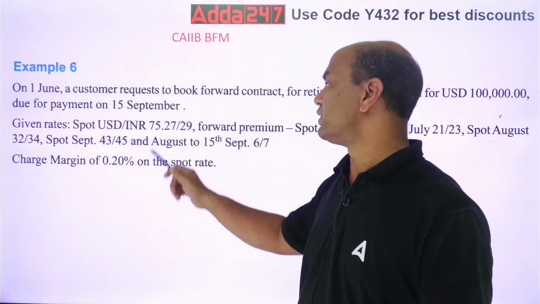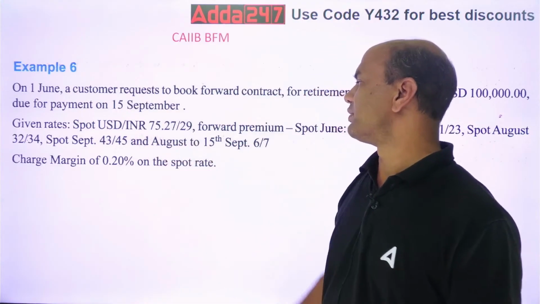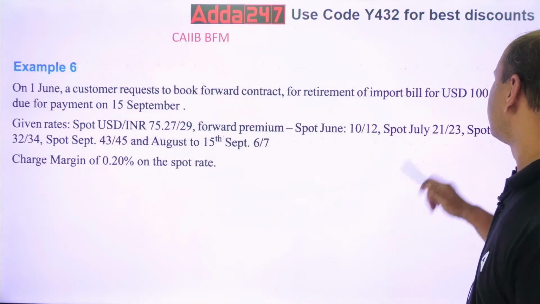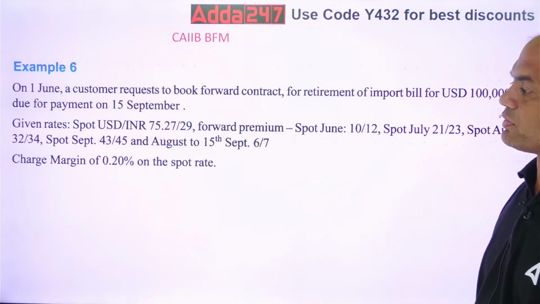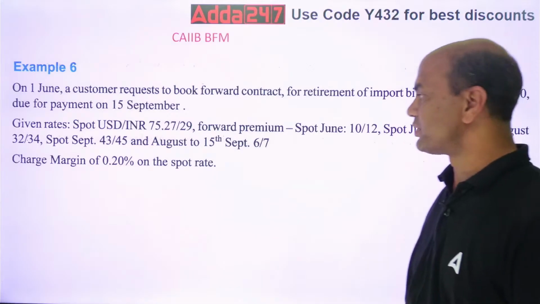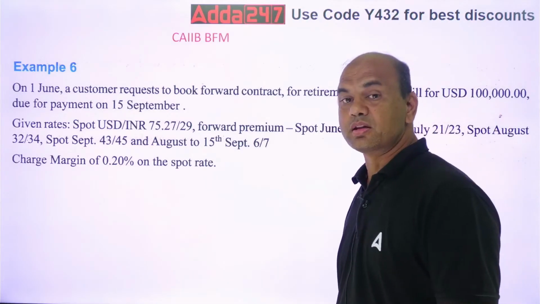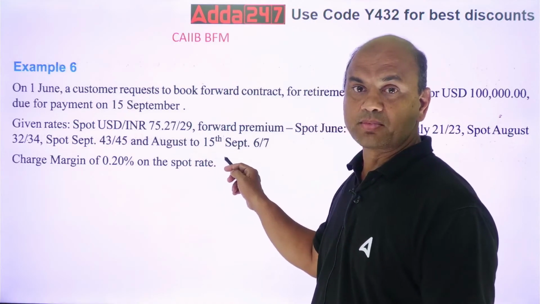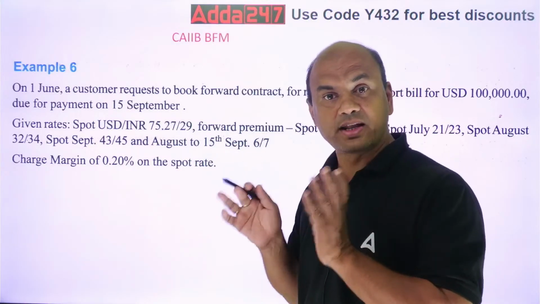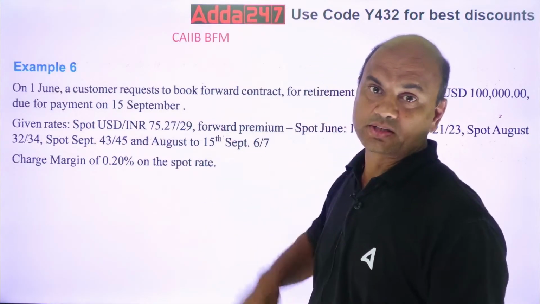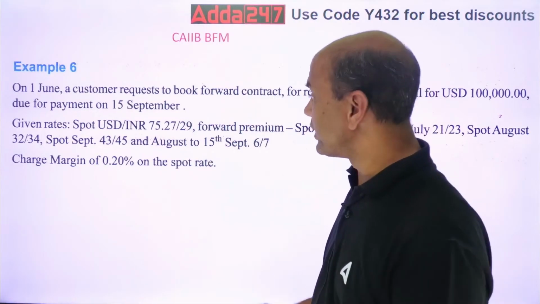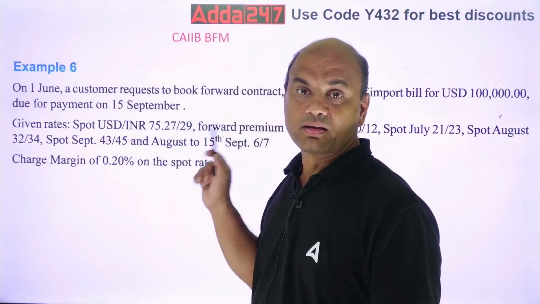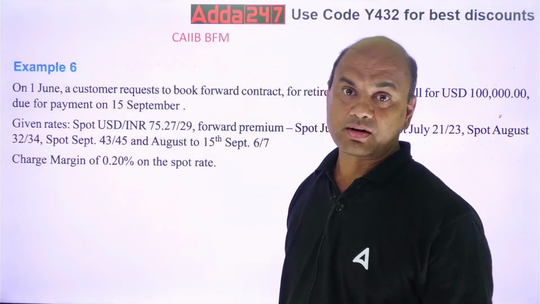Given spot rates, USD INR is 75.2729. Forward premium is given as spot June 10-12, July 21-23, August 30-34, September 43-45, August to September. Now this is a bit tricky part. August to September means 15 September. It is 6-7. So for that 15 days also the forward points are given. Plus one more point, check this. Charge margin of 0.2% on the spot rate. Kindly remember. Try to solve this problem.